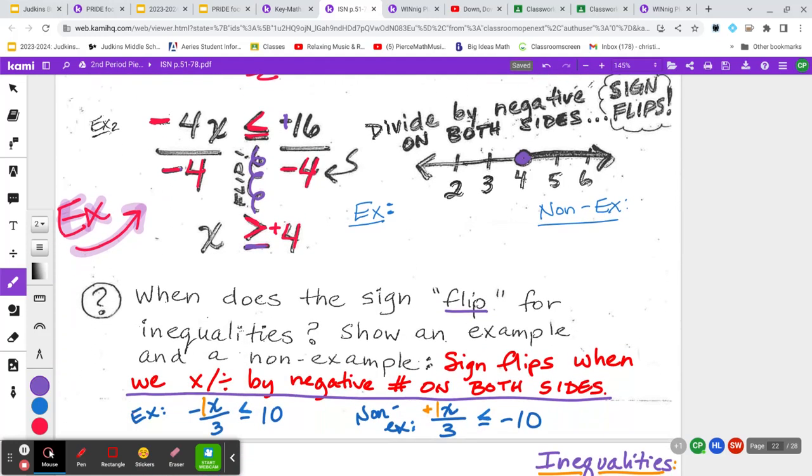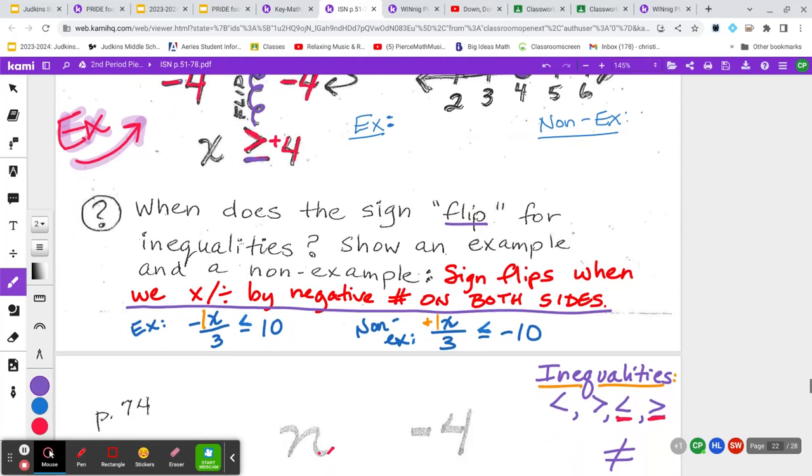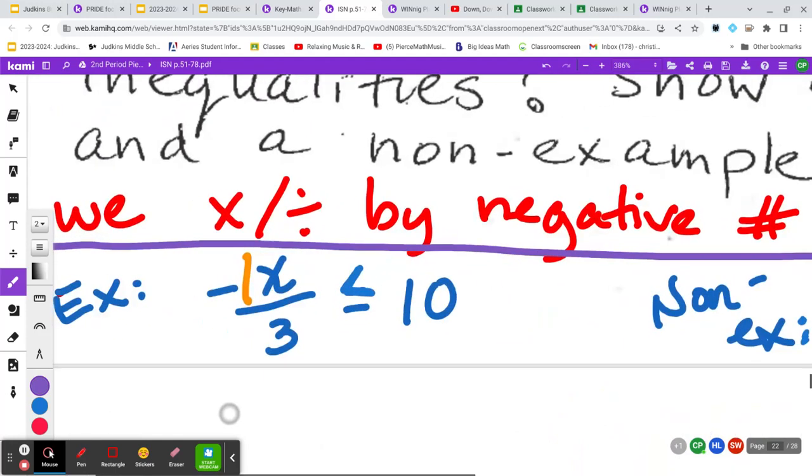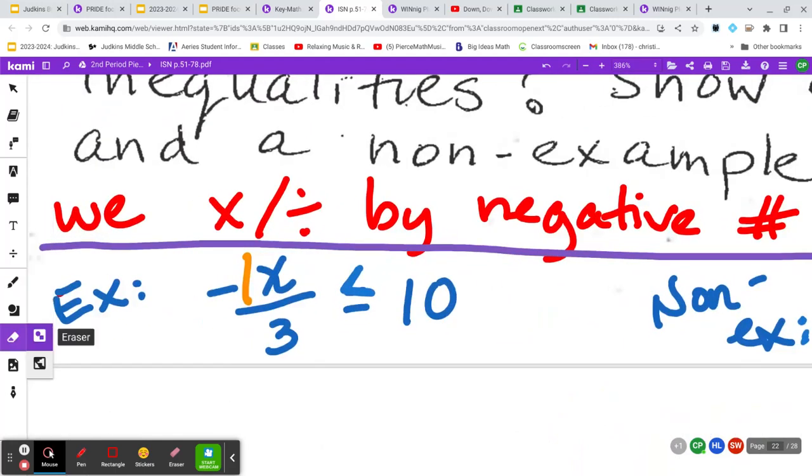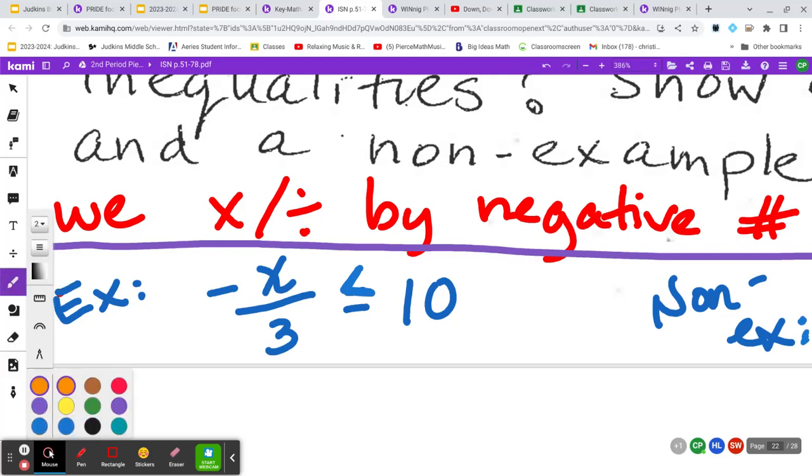That's crazy. It's fun. Let's go downward. When does the sign flip for inequalities? Show an example and a non-example. The sign flips when we multiply or divide by negative numbers on both sides. Here, this is showing multiplication. This wasn't here. On your paper, it's not there. What is the invisible coefficient in front of the x? 1. It's a 1. But because it's got a negative here, what is the total coefficient in front of that x? Everybody say it out loud. What is it? Negative 1.